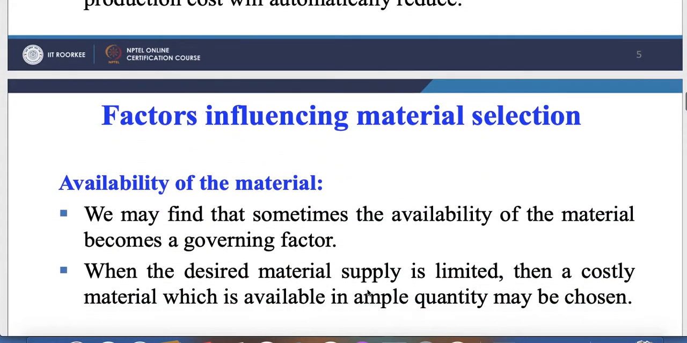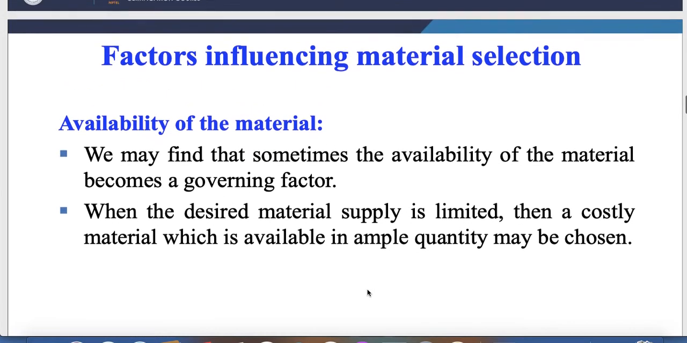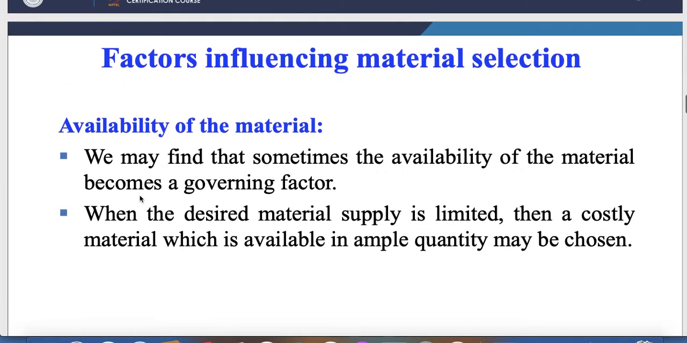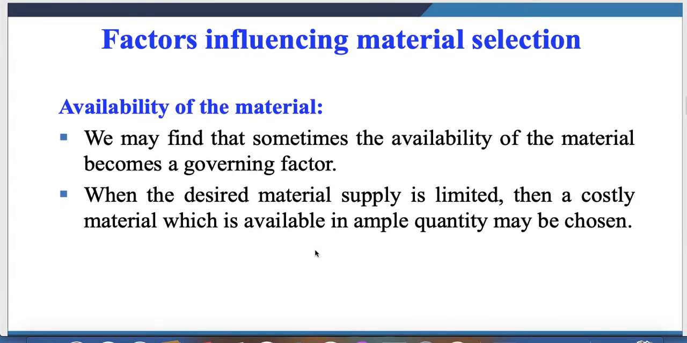Availability of material: we may find that sometimes the availability of material becomes a governing factor. If raw material is not easily available in the surroundings, it will affect your processing. It should be nearby so that you can do your manufacturing or production very easily. When the desired material supply is limited, a costly material which is available in ample quantity may be chosen. In this way you can select local material so that you get the maximum out of it. These are the few parameters we have discussed.